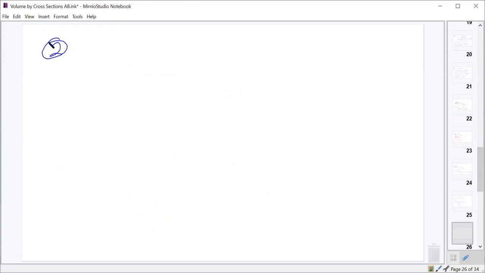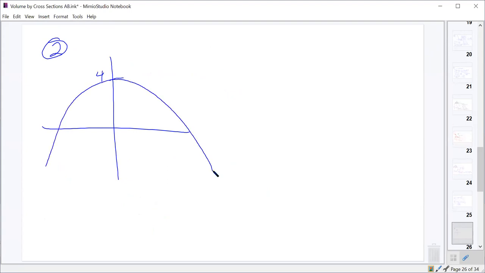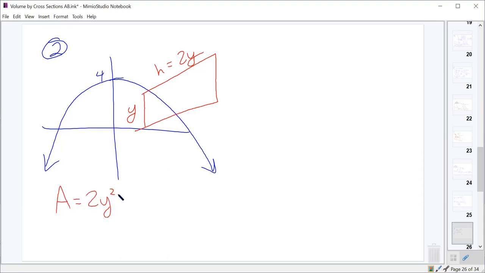Negative x squared over 9 plus 4. So negative x squared over 9 plus 4 is just a downward facing parabola that goes up to 4. And the cross sections are rectangles. And this is y, and it says that the heights of it are twice this length across the plane. So height is 2y. So the area of that should be 2y squared.